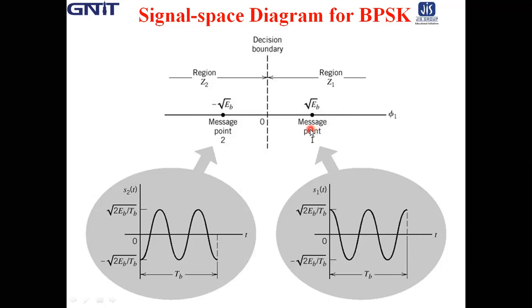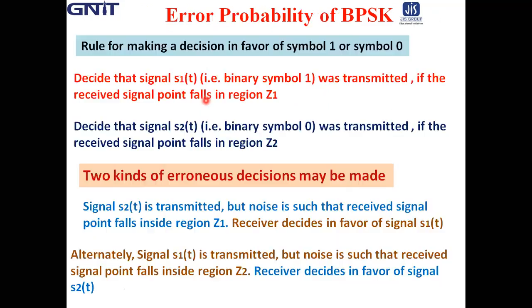Alternately, suppose that signal S1(t) is transmitted, but the noise is such that the received signal point falls inside region Z2, and so the receiver decides in favor of signal S2(t).